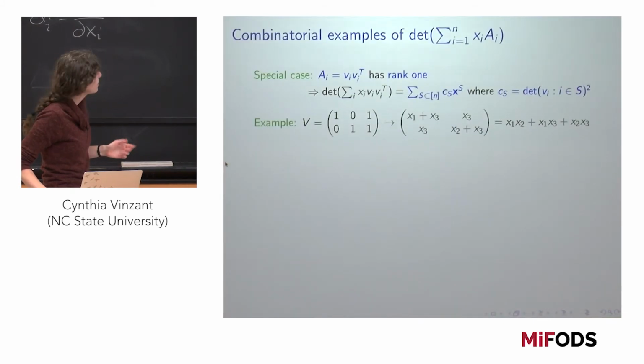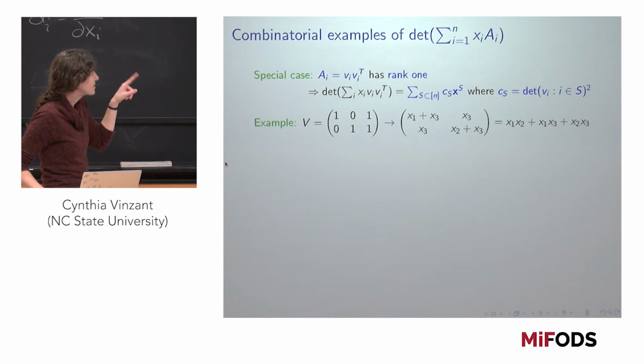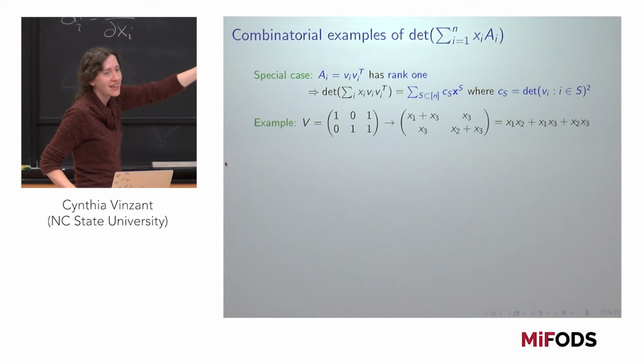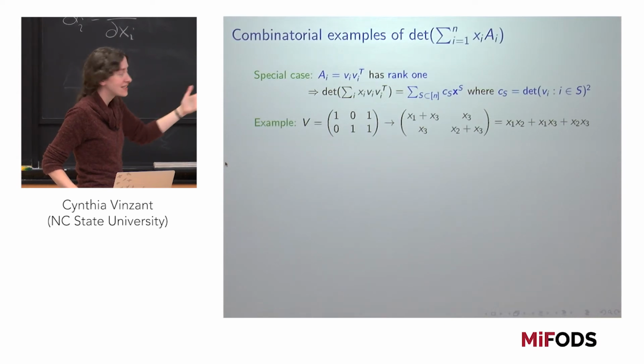So for example, if we pick 3 vectors in R^2, (1,0), (0,1), and (1,1), then we get little 2 by 2 matrices, and we take their determinants, and we again get this quadratic elementary symmetric polynomial. We again see that it's stable.